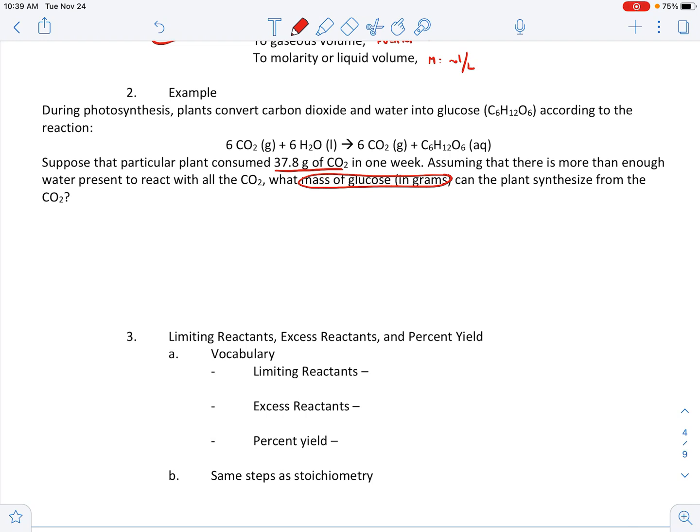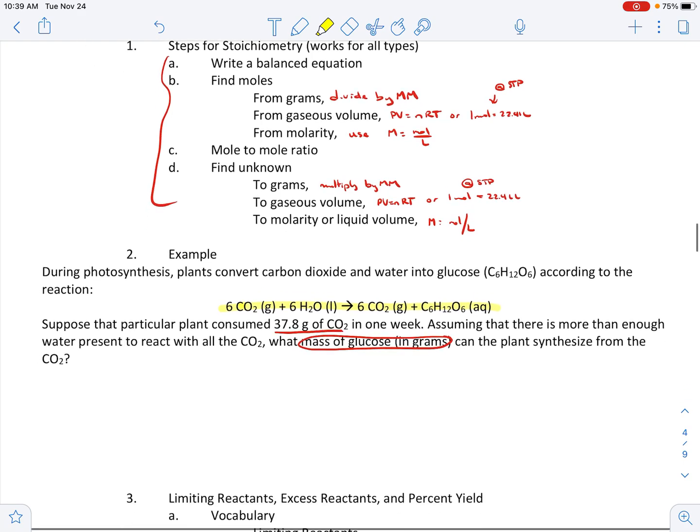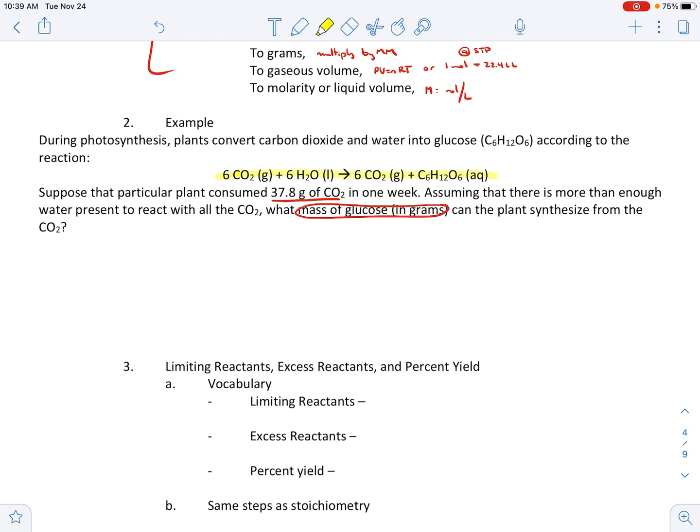So if we keep rolling here and get into it, our first step is to write a balanced equation, which we have already done for us up here. Our second step is to convert to moles, and we'll find moles by dividing by the molar mass. I honestly like to put this all on a T-chart. That way we can do all of our calculations right at the end.